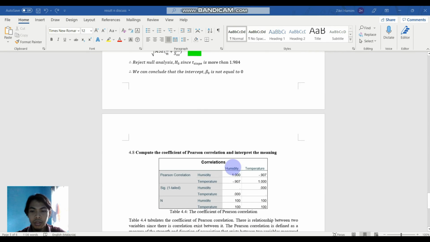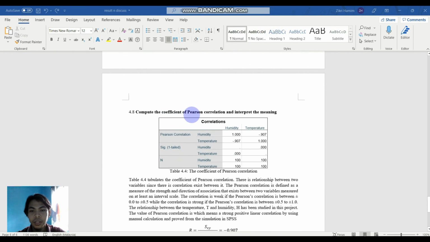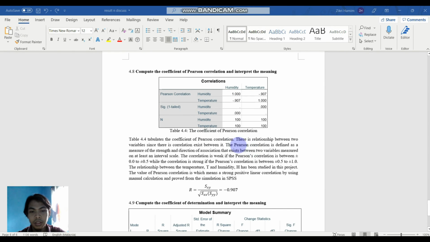So next, we will compute the coefficient of Pearson correlation. So the Pearson correlation is defined as a measure of strength and direction of association that exists between two variables measured on at least an interval scale. So here are the formula for calculating the Pearson correlation. So we get negative 0.907. So it is same as in the table for the temperature.